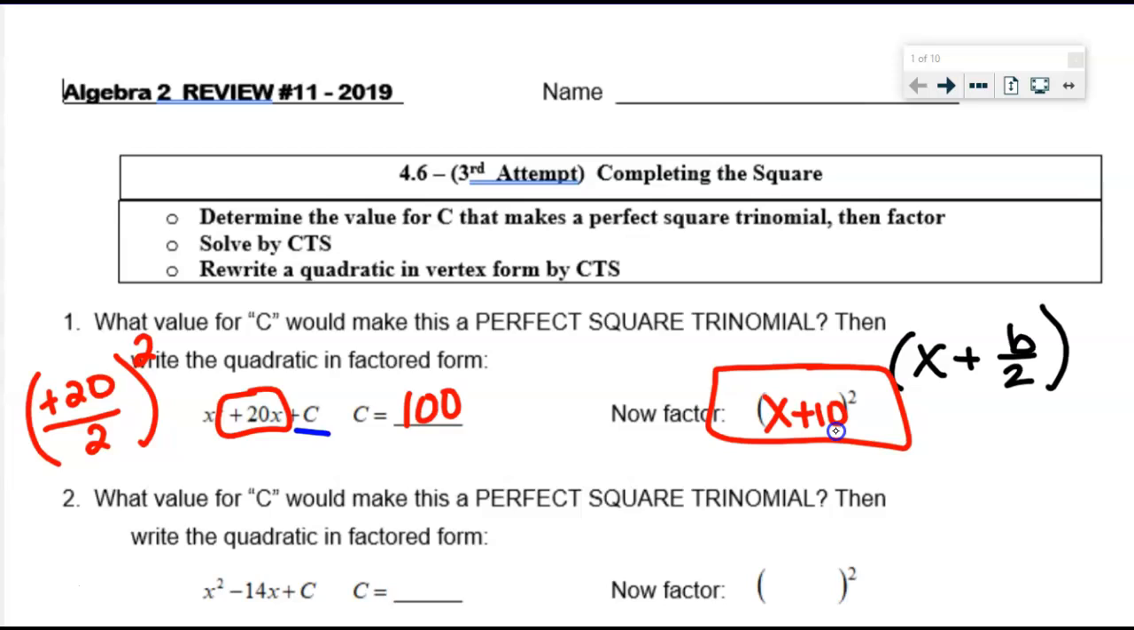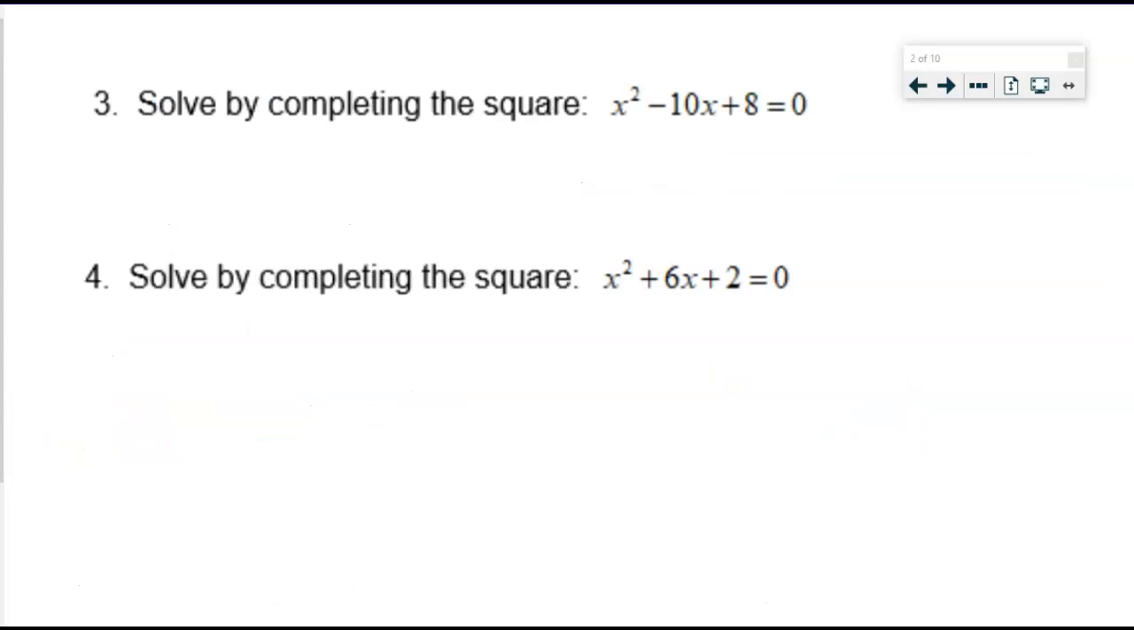So I'm going to do every other question like we always do on the review, and then you guys are going to finish the other ones for homework and for extra practice. We're also going to ask you to solve by completing the square. So solving, you're allowed to touch both sides of the equation.